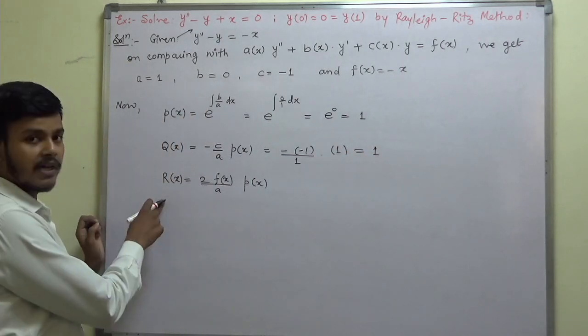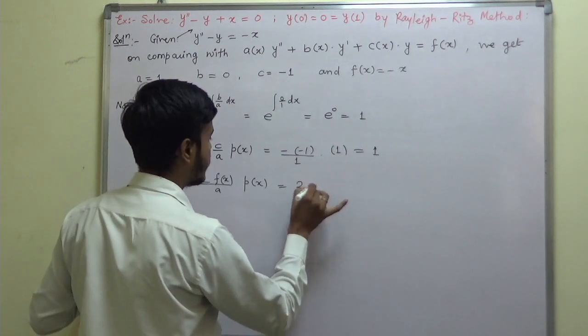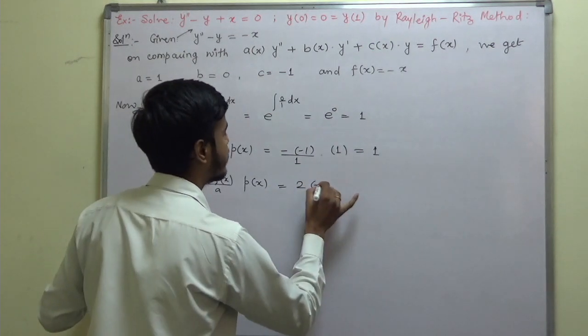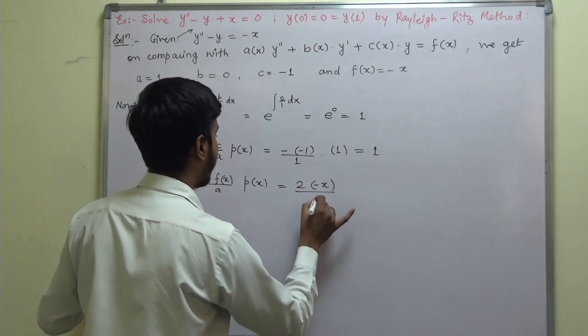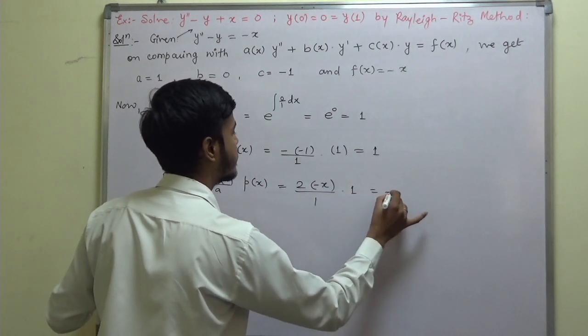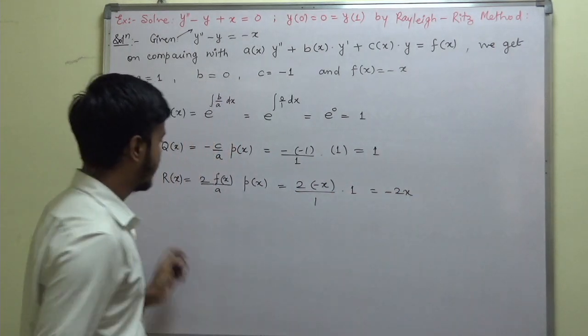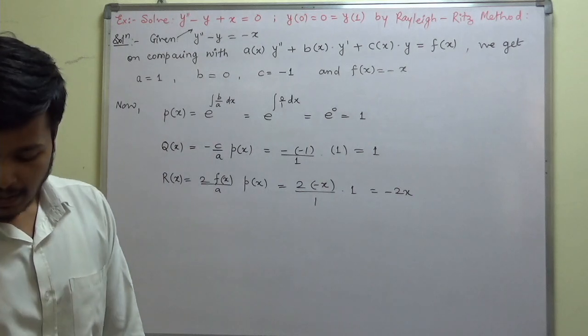Okay, now what is r of x? R of x is 2 into f of x. F of x is minus x upon a, a is 1, p is 1. So this is minus 2x. So I am getting p, q, and r.